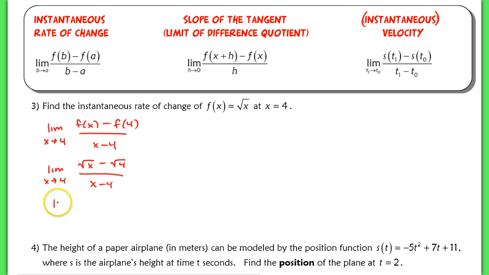So I end up with the square root of x minus 2 over x minus 4. Now I know some of you mentioned that you like to multiply by the conjugate, and some of you I think like to factor. I'm going to factor here instead of multiplying by the conjugate.